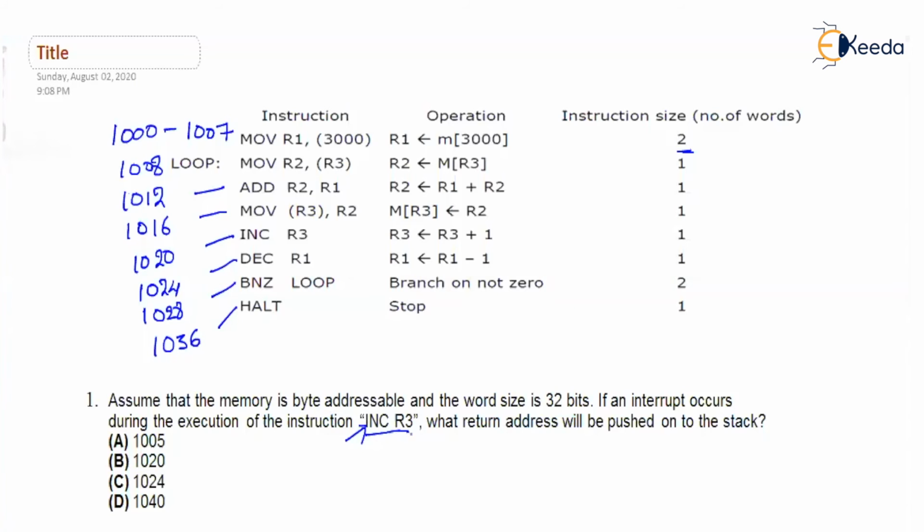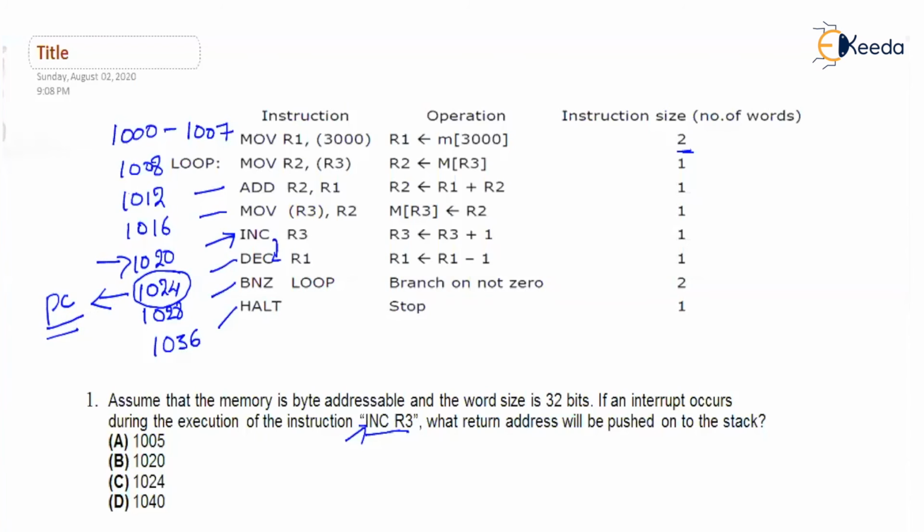When instruction INC R3 is getting executed, what is the program counter value? Program counter value is the address of the next instruction, right? The address of the next instruction is 1024. Yes, this is the program counter value. When this instruction is getting executed, the program counter value is the address part of the next instruction, that is 1024.